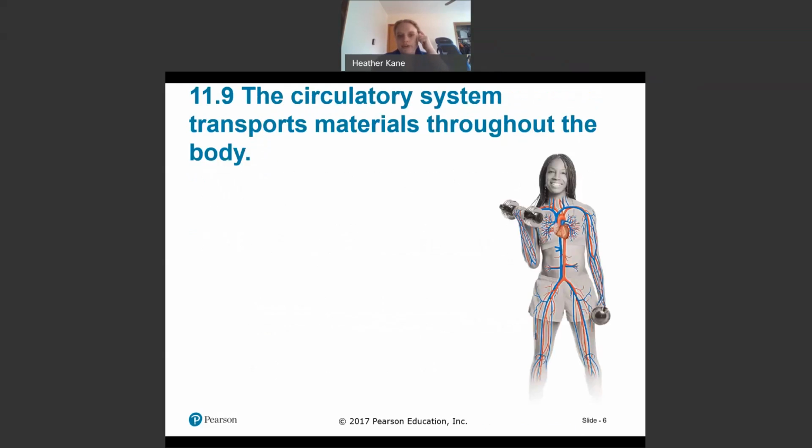So again, that circulatory system is going to be the system that is involved with circulating or transporting materials throughout the body. One example of our circulatory system is going to be the system that involves our heart and all of those blood vessels right here.